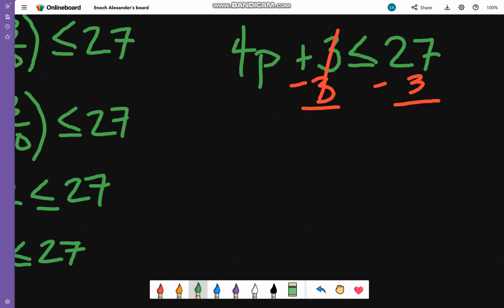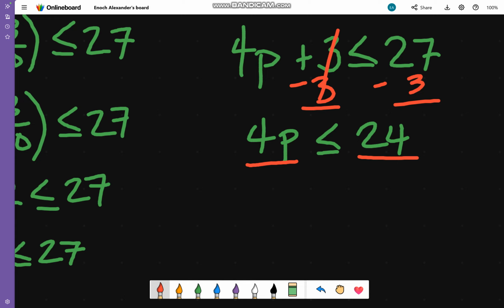So now we'll have 4p. The 3 is gone now. We undid it, or we got rid of it. And 27 minus 3 is 24. Now we must use the inverse operation again because we have 4 times p. What is the inverse of multiplication? The inverse of multiplication is division. That means we have to divide both sides of our inequality by the number that we're multiplying p by, which is 4. So divide both sides by 4.